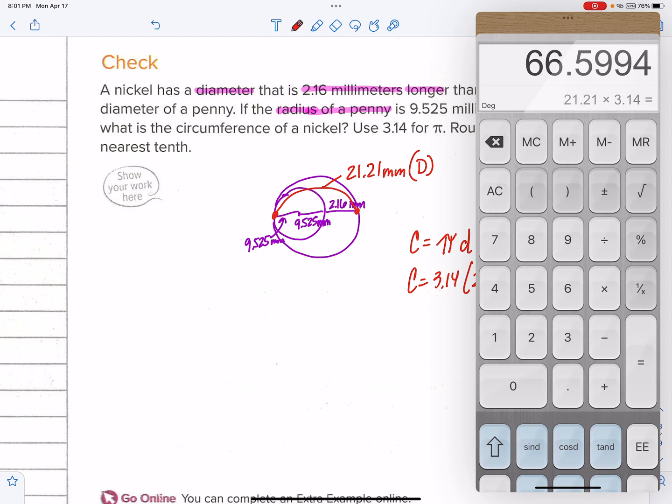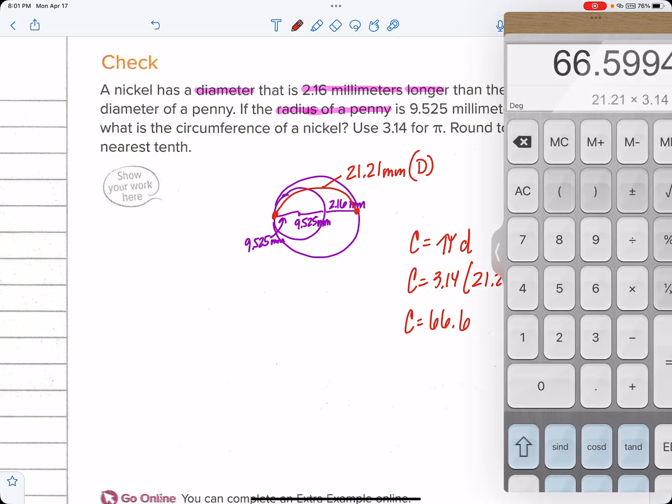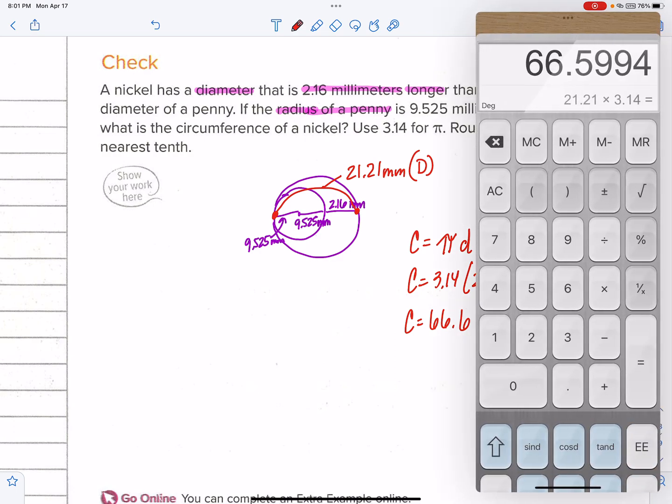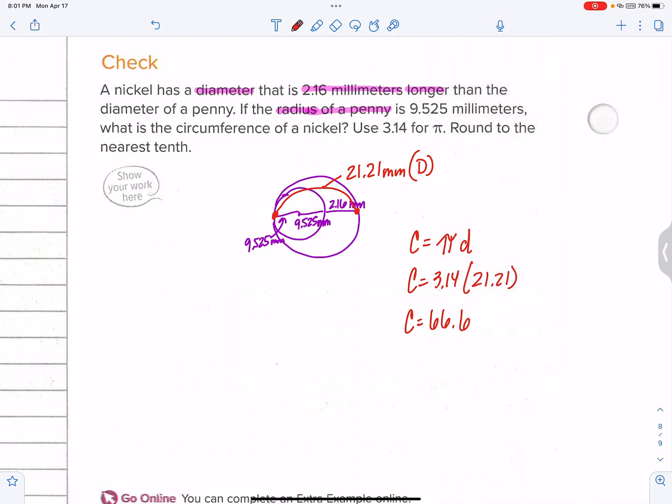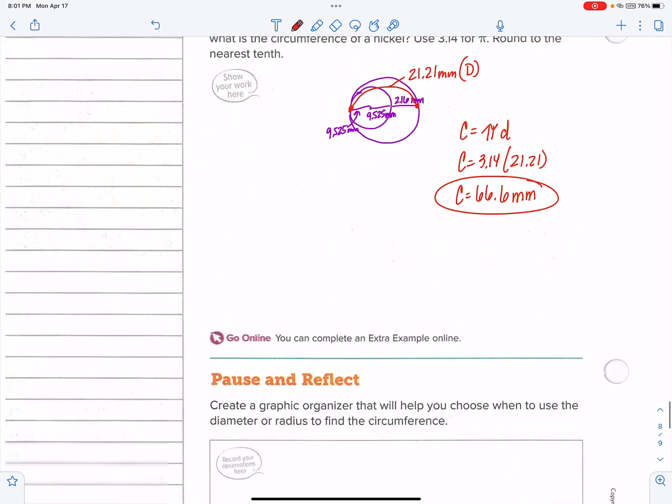66.59, rounded 66.60. But I don't put extra zeros on at the end, so we're going to stop it at 66.6. Oh, it says round to the nearest tenth. Let's look at that. 66.59 would round to 66.6, so we're good with that as it is. Make sure we get our units in there. You don't want to lose a point for forgetting that, and there we go. That's the circumference of a nickel. Try it out. Find out if it's true.